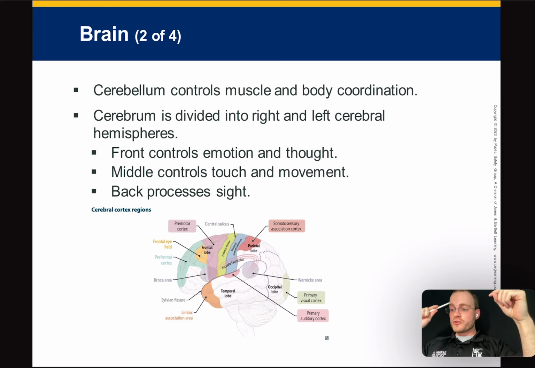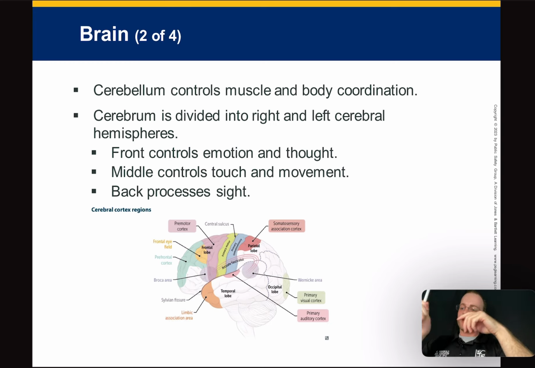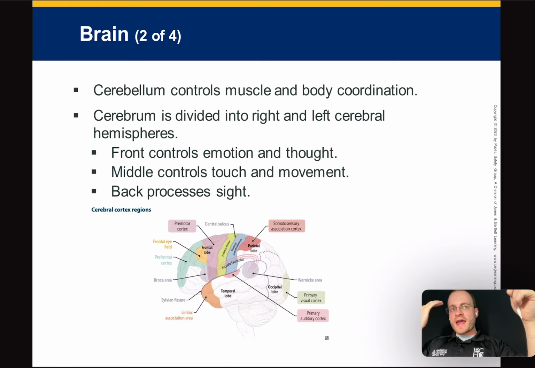The front controls emotion and thought. If you've ever heard of the procedure back in the 40s, 50s, 60s called a lobotomy, they would stick an ice pick up into the nose, swirl it around, and destroy the frontal section of the brain. They would do this in schizophrenic patients, bipolar patients, and you would destroy their thought and emotion, so they would just become zombies, like they'd be zonked out.